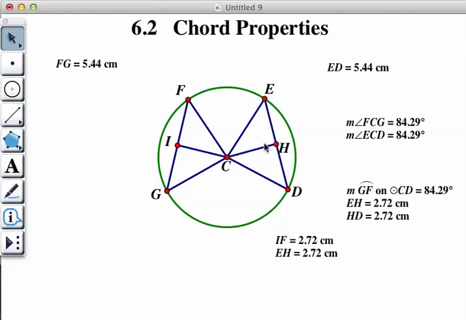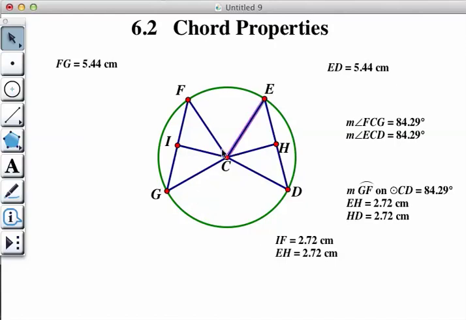If I know that's true, then that leads me to my fourth property of chords. If I have two congruent chords, then this distance, the distance from the center, is also congruent. So here segment HC is congruent to segment IC. Every time, if the chords are congruent, the perpendicular bisector from the center to the chord will be the same measure. Or more generally, the chords will be equidistant from the center.